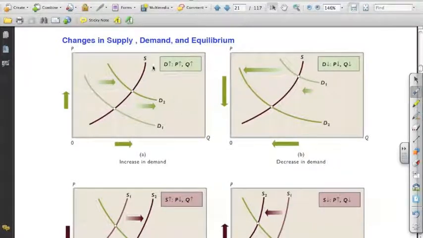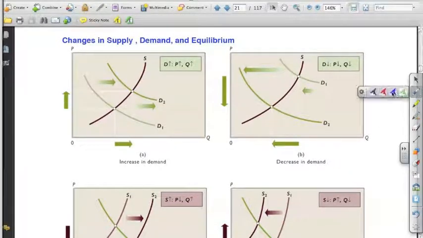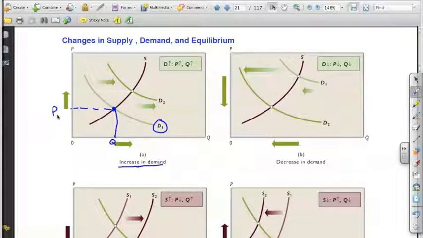So what happens if we have changes in supply or demand? In this first model, we have an increase in demand. So we start off here at D1. Notice that we have this much amount of quantity and this much amount of price. So P1 and Q1. And then we have an increase in demand, which shifts our demand curve up and to the right. So now we find the new equilibrium where it intersects supply, come down. Notice we've had an increase in quantity and an increase in price.